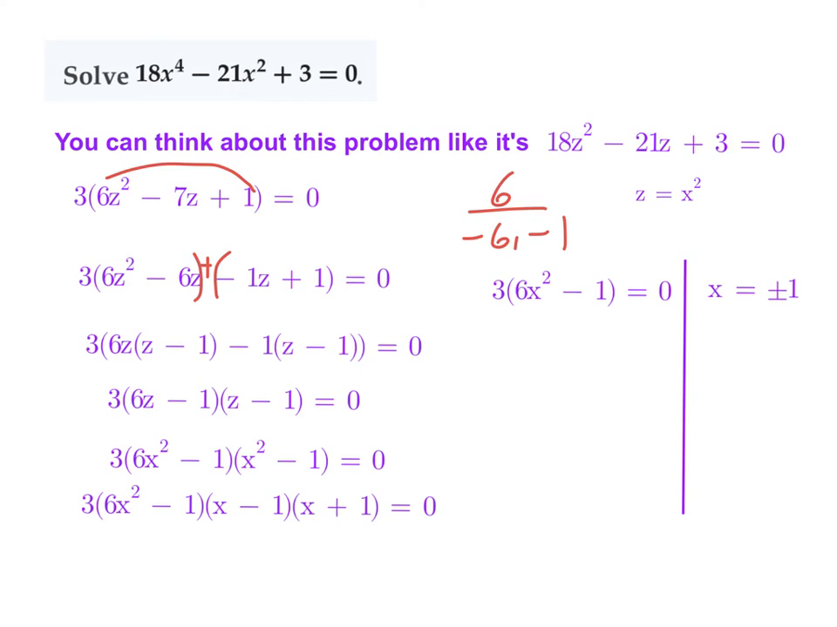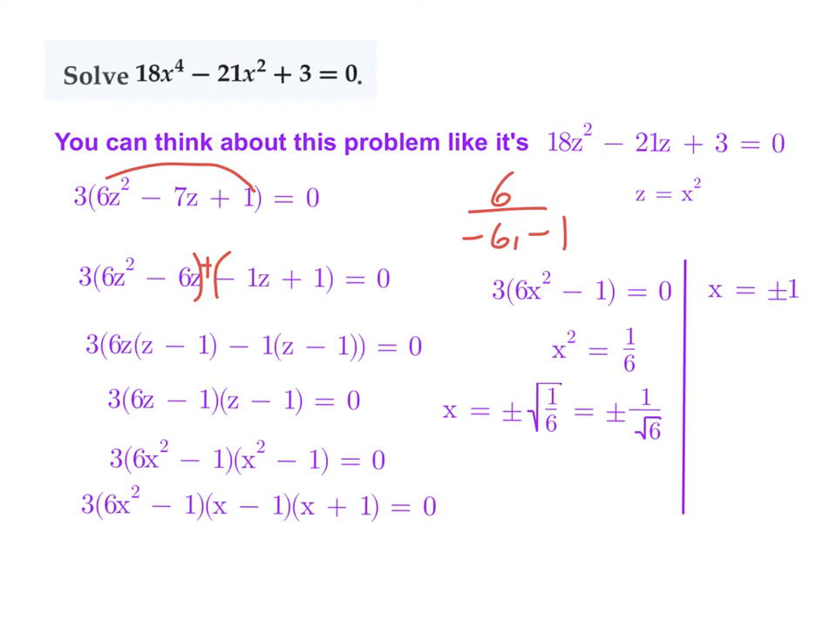I set them equal to 0, and this will give me positive 1, this will give me negative 1. We need to focus on this one, because this one is a little bit different. Okay, it doesn't come out as nice. First off, I can divide both sides by 3 and not have to worry about it anymore. But then I can solve this using square root property. Right? I'm going to add 1 to both sides and divide by 6. And so x squared equals 1/6. I skipped a couple of steps there. Add 1, divide by 6. What do I have to do to get x here? Square root both sides, plus or minus.